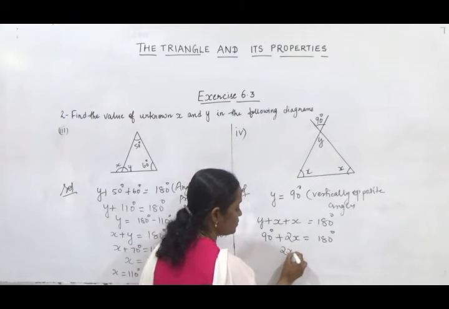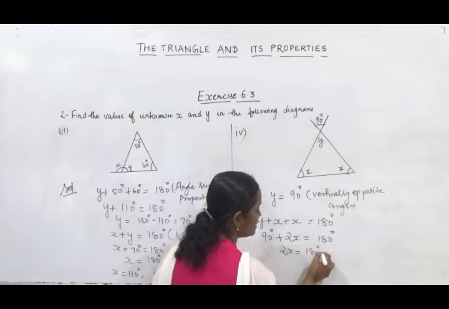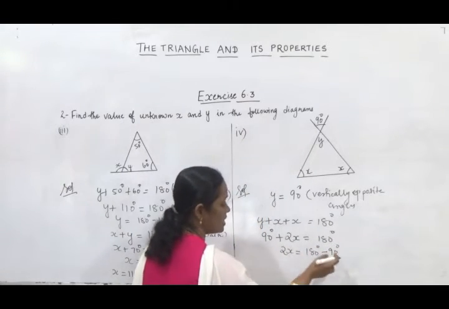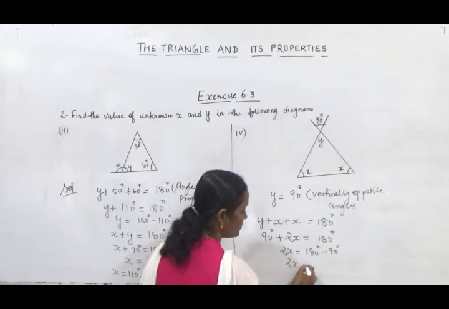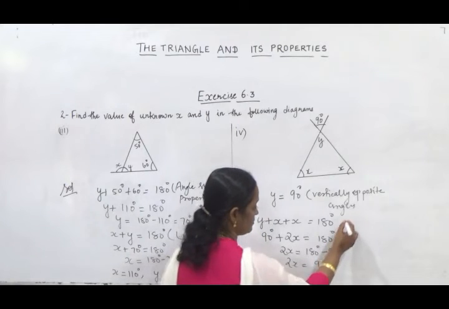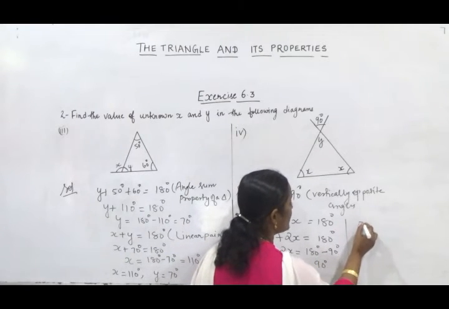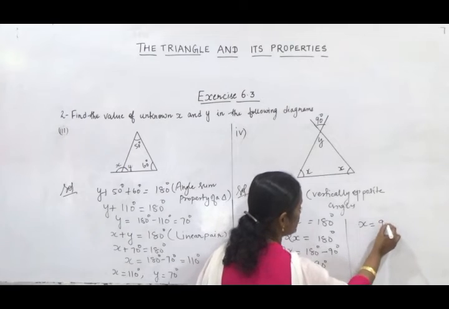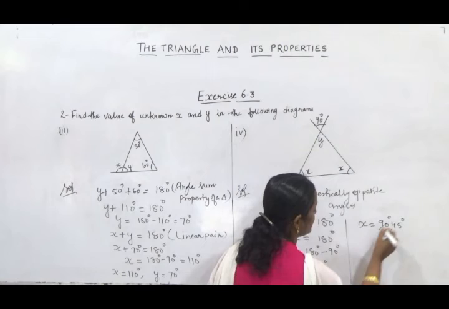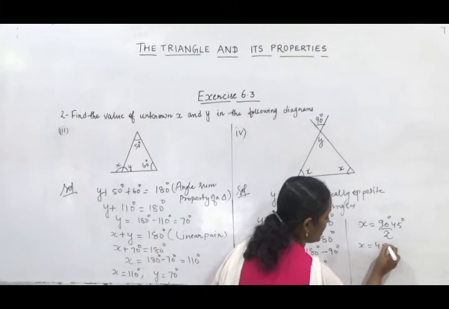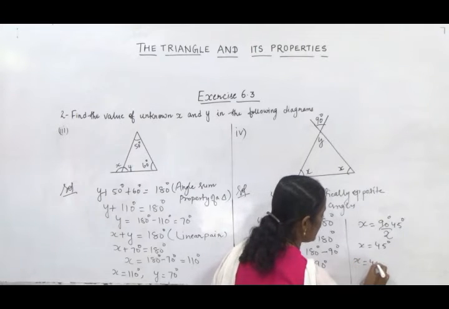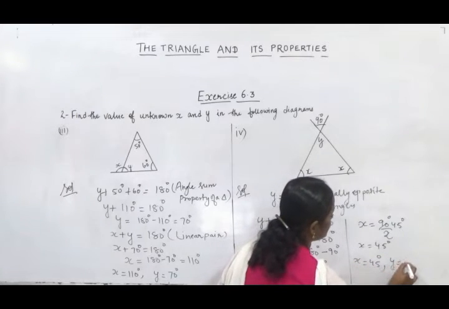Now the next step, 2x is equal to 180 minus 90 degree. We have transposed this plus 90 to the RHS. So 2x is equal to 180 minus 90, it is 90 degree. Next, dividing both sides by 2, we get x is equal to 90 degree by 2. It is 45 degree. X is 45 degree here. So the value of x is 45 degree and the value of y is 90 degree.